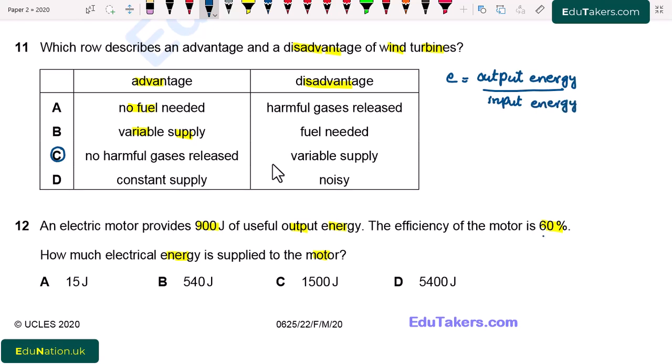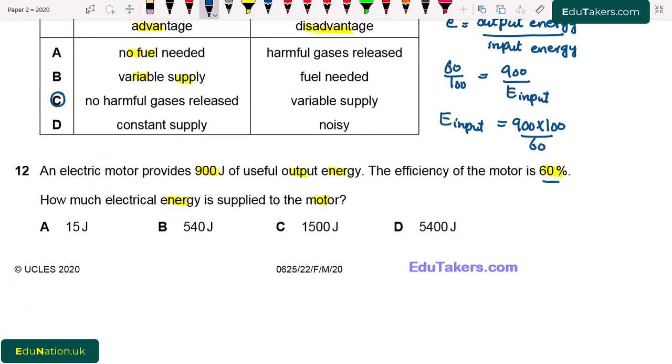So here efficiency is 60%. It will be 60 divided by 100. Output energy is given, 900, divided by input energy. So input energy is equal to 900 multiplied by 100 divided by 60. So the value of input energy comes to be 1500 joule. From here option C is correct.